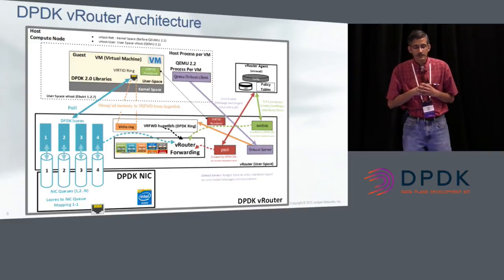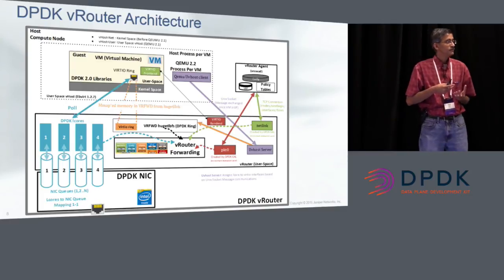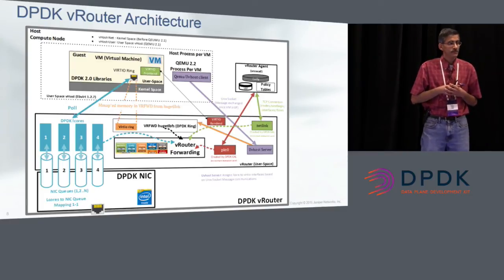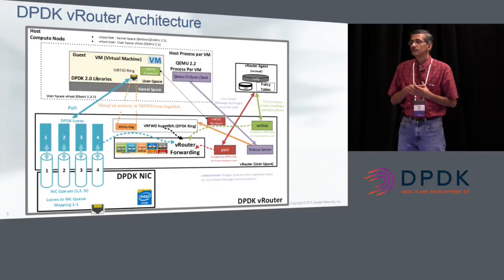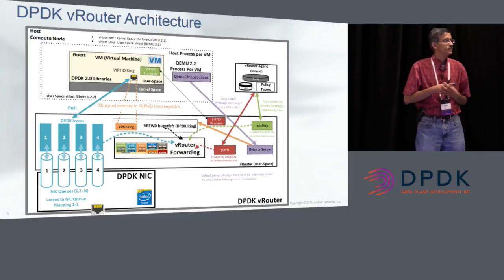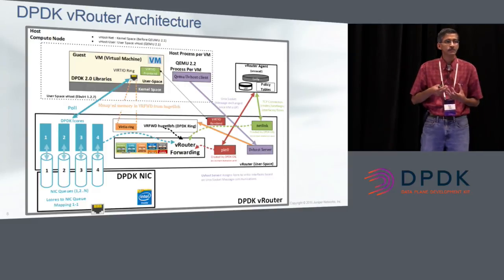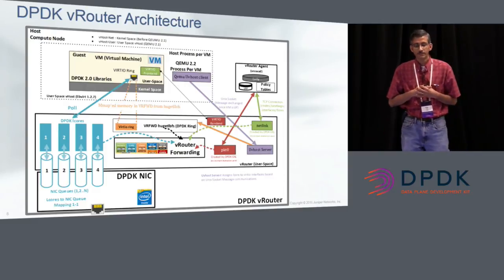The other thing I wanted to mention is that we depend on the VM also running a DPDK application. If the VM is running a standard socket-based application, we don't see any significant improvement in the packets per second number. So the scenario for optimal performance is the VM is running a DPDK application, and the host is also using vRouter with DPDK.